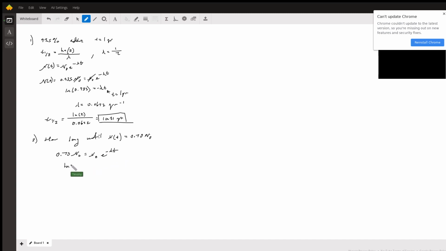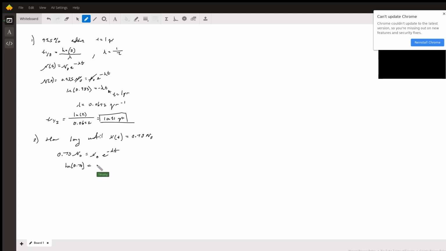So we end up getting ln of 0.70 is equal to negative lambda t. And then you should get t is equal to ln 0.70 divided by negative lambda, which should come out to 5.31 years.